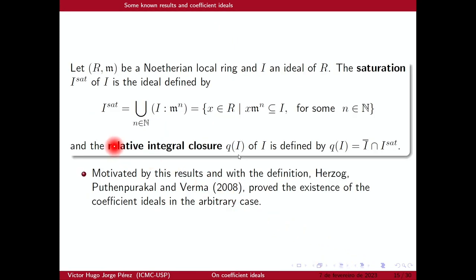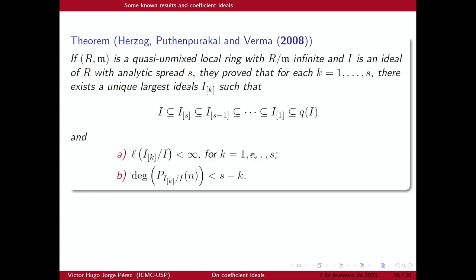Using this, the other definition: take an arbitrary ideal, not necessarily m-primary. Definition of the saturation: the saturation is the union of these colon ideals with the maximal ideal. And the relative integral closure is defined by this intersection: the integral closure of the ideal intersected with this saturation ideal. This is the relative integral closure. Motivated by this result and definition, Herzog, Puthenpurakal, and Verma proved there exists the coefficient ideal in the arbitrary case. This is the principal result of Herzog, Puthenpurakal, and Verma.